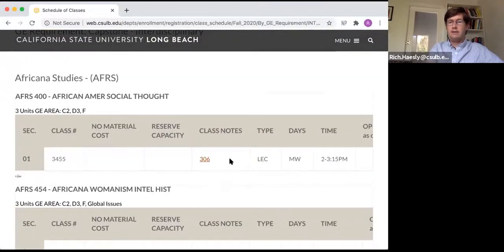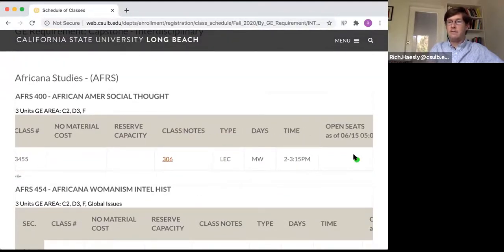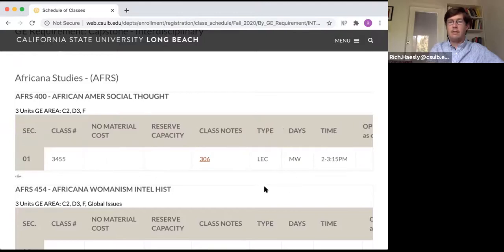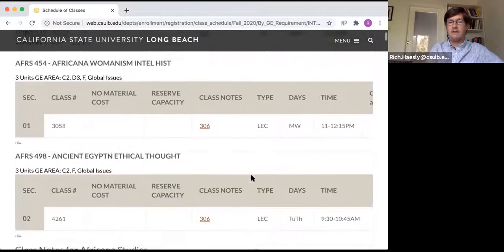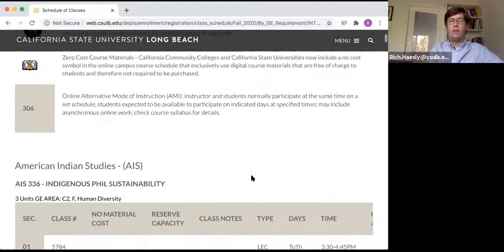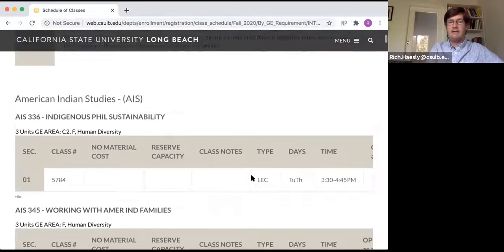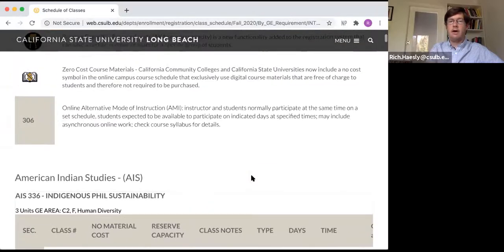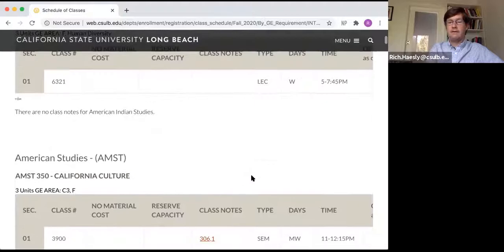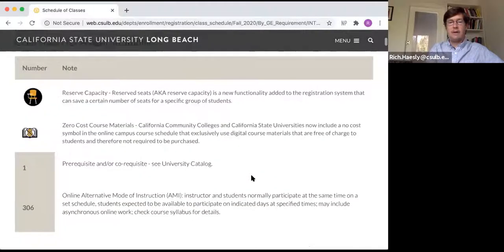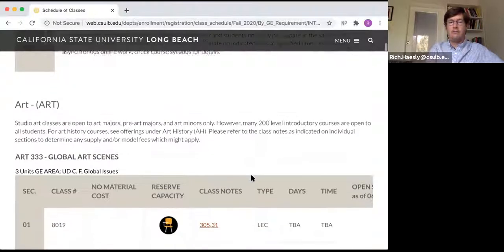And you want to take a look to see whether or not there are open seats. The green dot says there are open seats available. There are some class notes there. Sometimes there are prerequisites and things like that that you want to pay attention to. In this case, the 306 is referring to its online alternative mode of instruction, and some have already designated that. But it lists throughout the entire university all the different capstone courses.